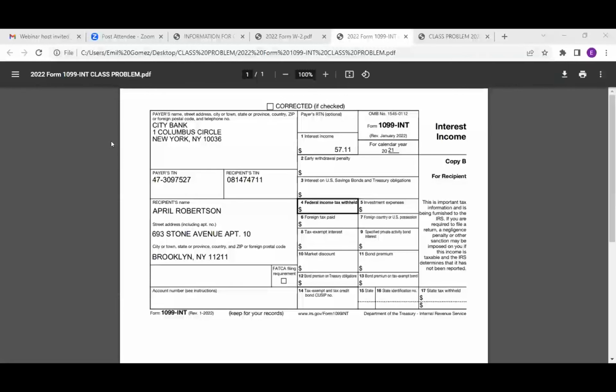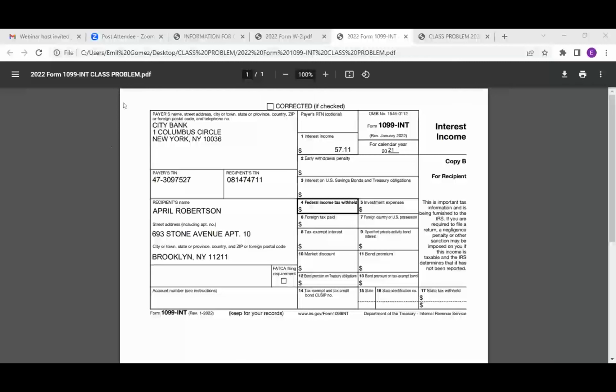Okay, so for purposes of this little example of ours, April finally gave us the 2022 1099 interest form. I don't have it in front of you. For your notes, just write a little note to yourself. That number is $48. Okay, $48.